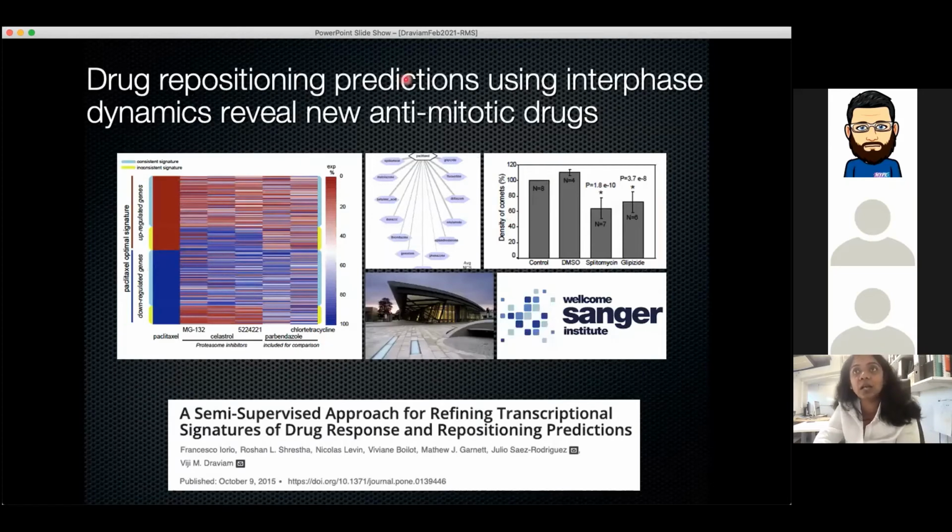So this is a collaboration with the Wellcome Sanger Institute, where Francesco Iario helped us identify a signature that looks like paclitaxel, and we could pull out a bunch of drugs that would give the same transcriptomal change as paclitaxel would do. And we could line these drugs up as newly repositioned drugs. So this is a computational prediction.